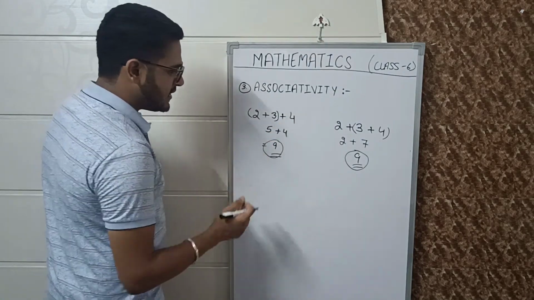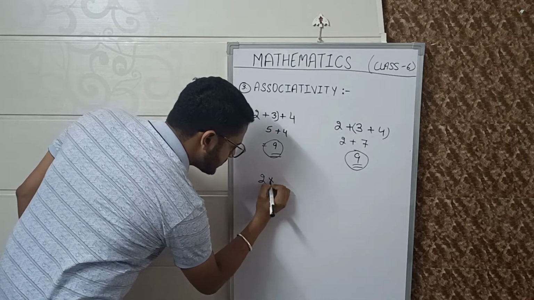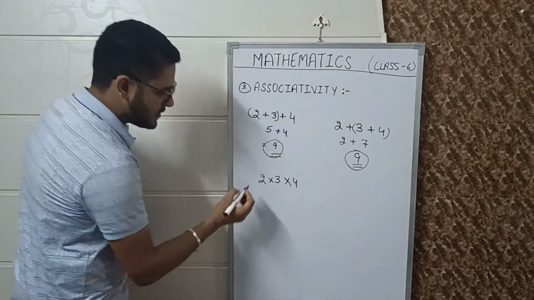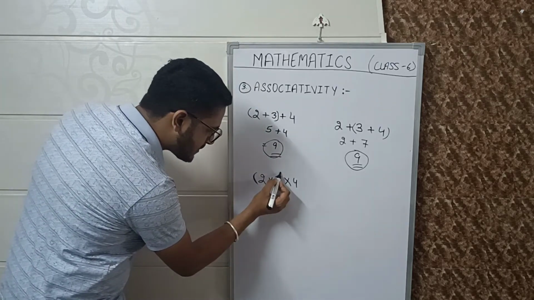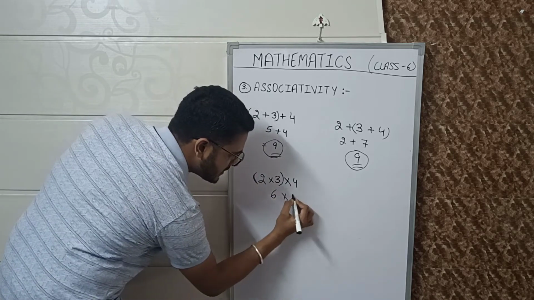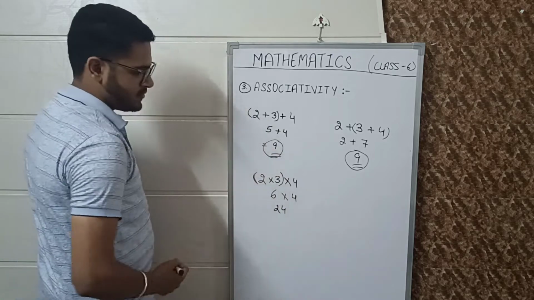Okay. Similarly, let's do the same for multiplication. 2 into 3 into 4. Let's multiply the first two. 2 into 3 is 6, multiplied by 4. Now 6 into 4 is 24, right?